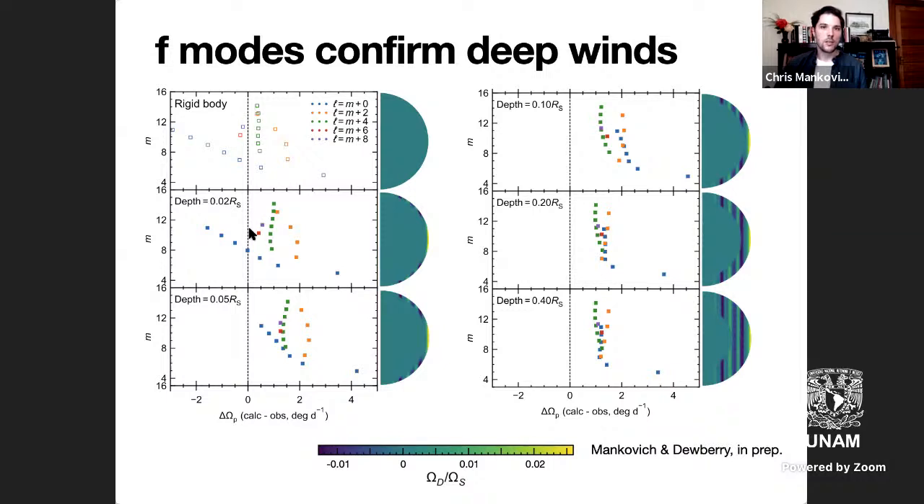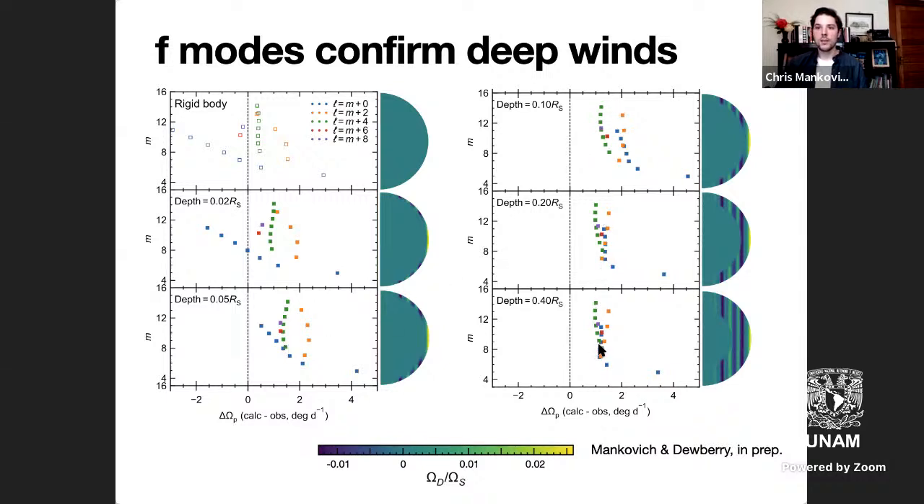And if you increase the depth of zonal winds inside Saturn just by extending them inward on cylinders, which is a theoretical prediction for how these winds play out inside of a convective fluid, we find that you definitely need a deep differential flow in order to explain the F mode frequencies. It kind of just continues to get better as we increase the wind depth.